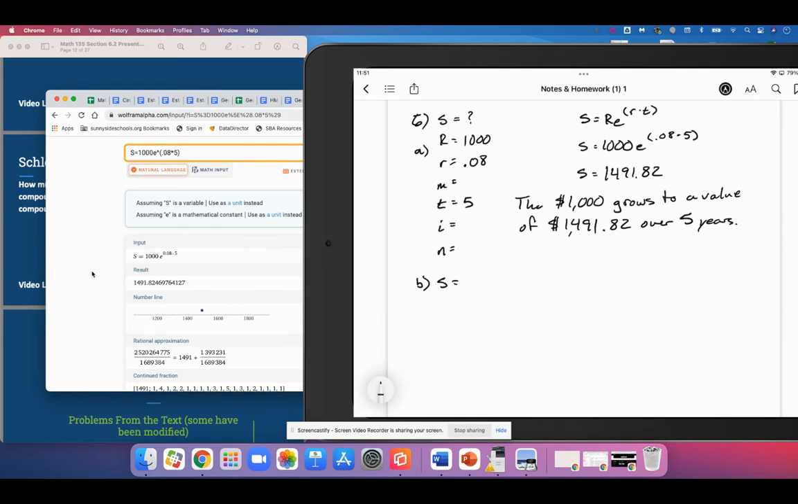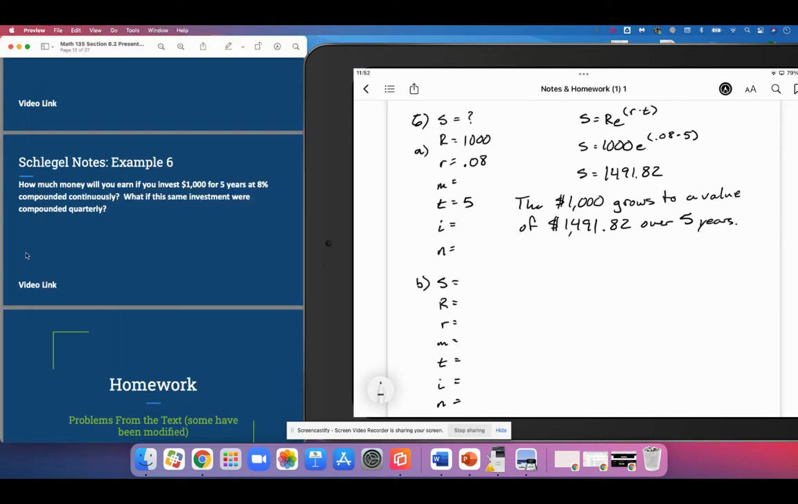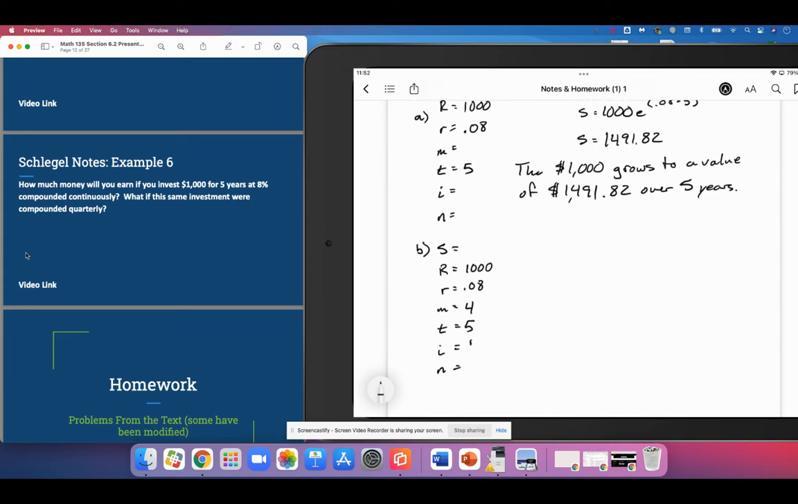For the second part, we've got the same information, but this time it is compounded quarterly. So our M is going to be 4. There are going to be 4 compounding periods per year. Again, everything else is the same. Since we do have an M in this case, we can do the I. I is R over M, and N is MT. So R divided by M is 0.08 over 4, which is 0.02. MT is 4 times 5, so 20.